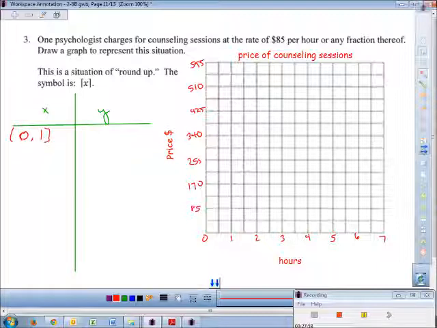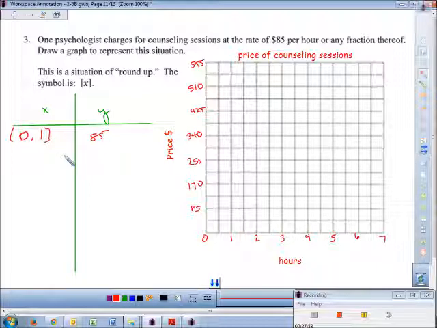Now let's stop right there and figure out what it would be. What if you were in there for 0 hours? How much would they charge you? Nothing. You didn't even go to the psychiatrist. Why should they charge you anything? You with me on that? But what if you were in there for 1 hour? What would they charge you? 85 bucks. So you have to put the number in that's included.